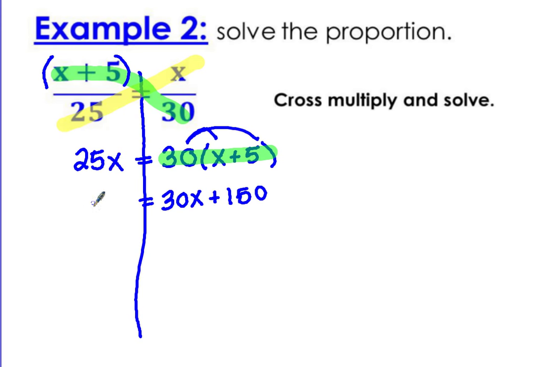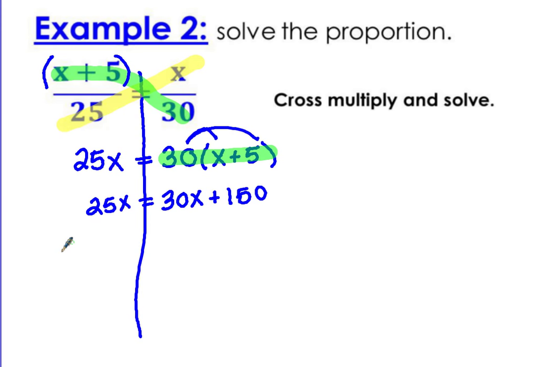And then I didn't do anything with this 25x. Next step is, can I combine like terms? And I cannot, because this has an x and this does not. So the next step is make sure all my variables are on the same side, and they are not. I've got a variable on both sides. So I'm going to move one to the other.